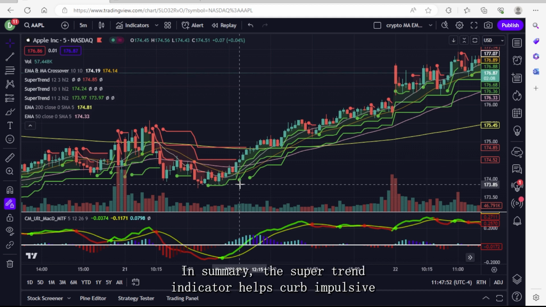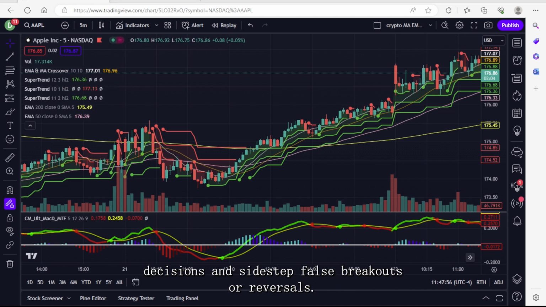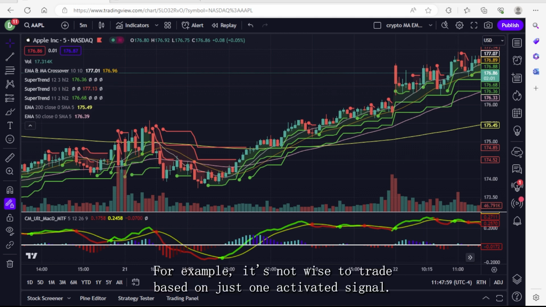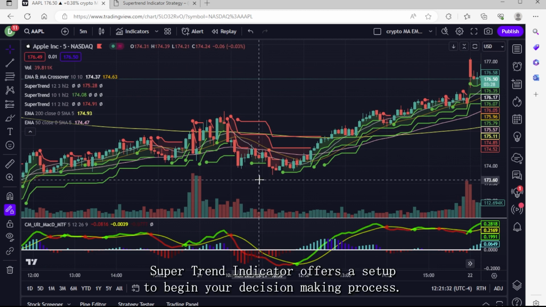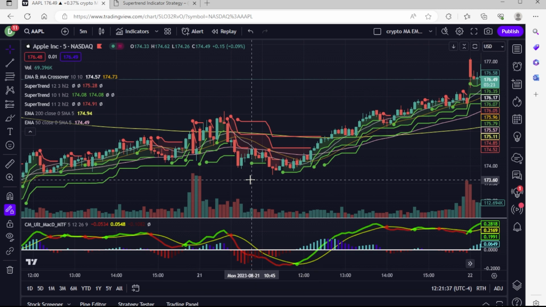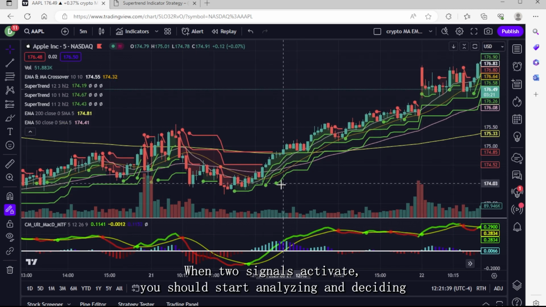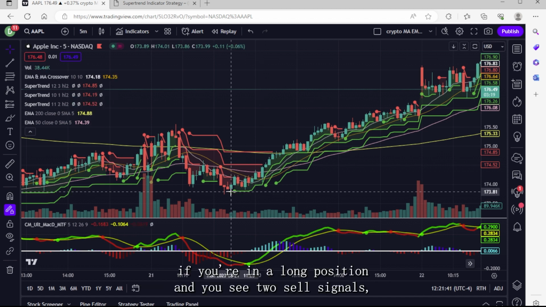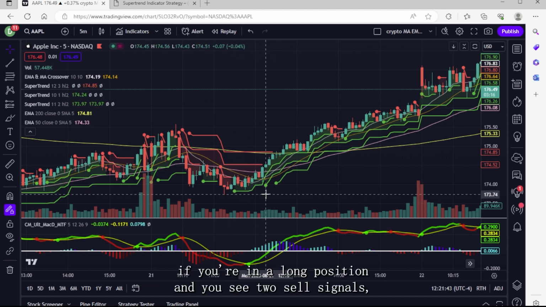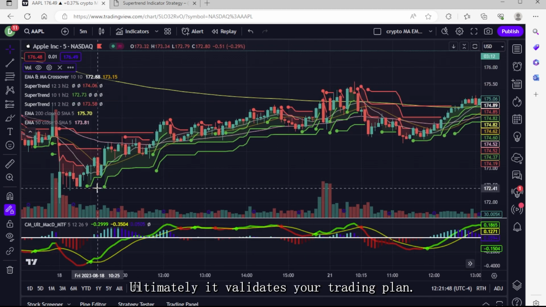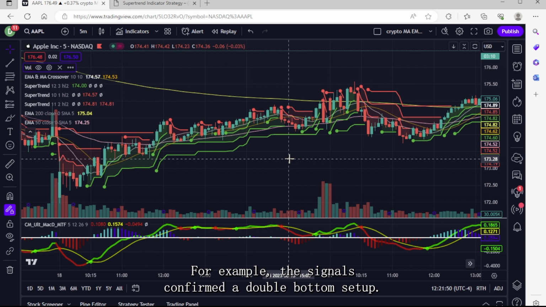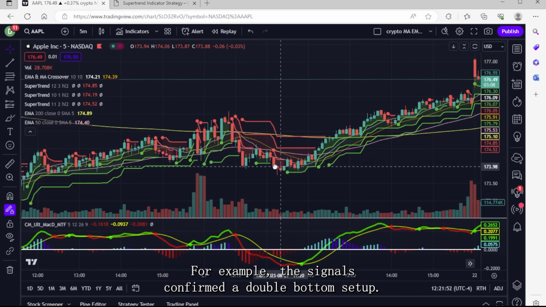In summary, the SuperTrend indicator helps curb impulsive decisions and sidestep false breakouts or reversals. For example, it's not wise to trade based on just one activated signal. SuperTrend Indicator offers a setup to begin your decision-making process. When two signals activate, you should start analyzing and deciding. If you're in a long position and you see two sell signals, you might want to reassess the situation. Ultimately, it validates your trading plan. For example, the signals confirmed a double bottom setup.